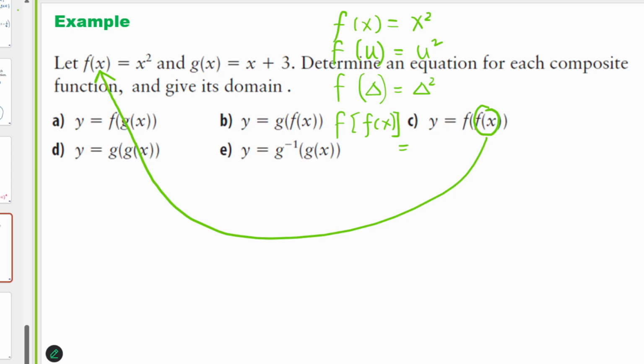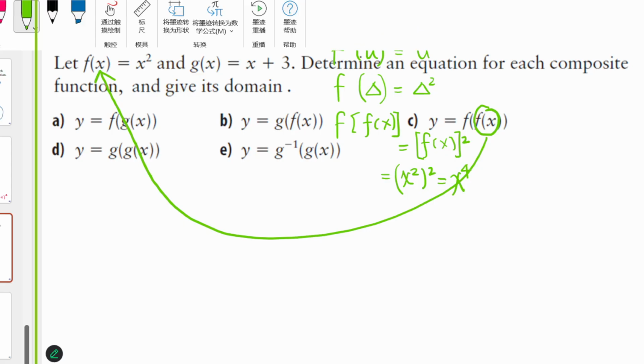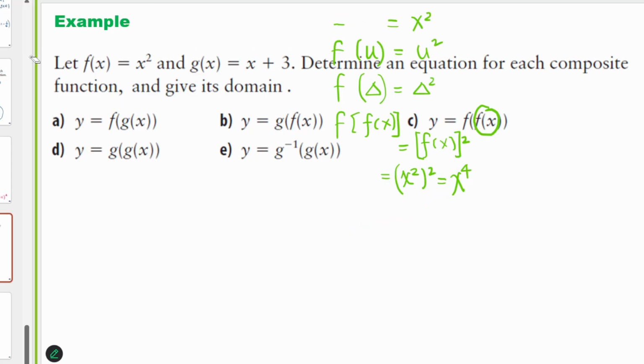You can treat f(x) as something like a triangle or u or m. Doesn't matter, right? As long as the input is f(x), then you will always have the input squared. Can you see that? So f of f(x) is f(x) squared. So what is f(x)? You know the expression of f(x), right? That's actually x squared, then squared, simplified to x to the power 4. You see that? Okay, so can you try the next one?